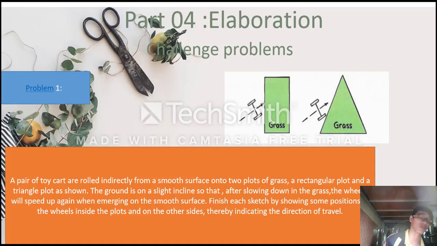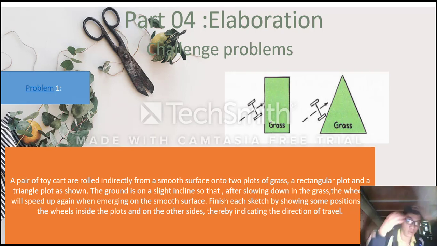Now we go to part 4, elaboration. Here I will give my student some challenge problems. They will apply the knowledge of the refraction law in order to solve this problem, to solve or explain or do something. The first problem is here.